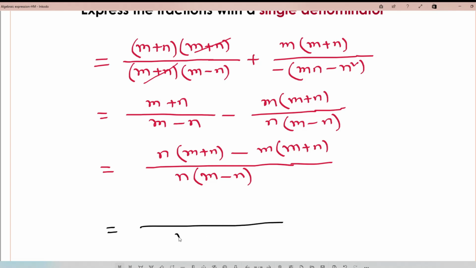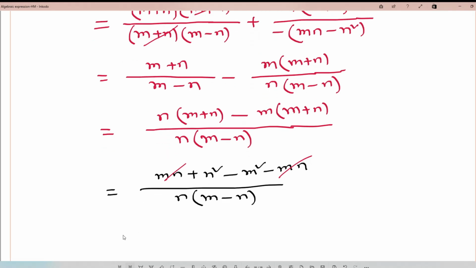So here is n into m minus n. If we multiply this, we get mn plus n square, and here is m square minus mn. So we cancel mn and minus mn. So what will be the thinking here? Here is n square minus m square.